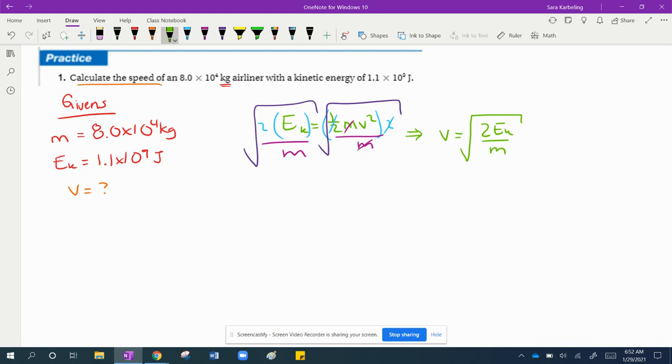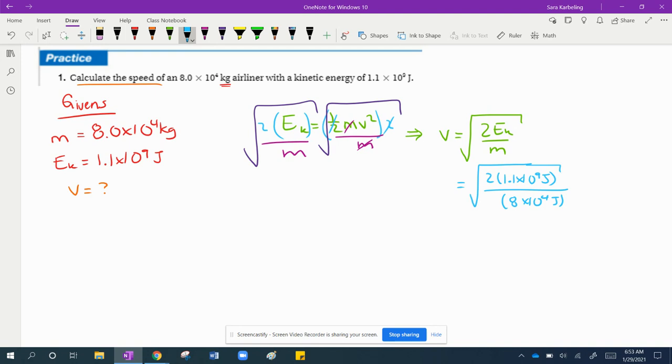All right, so now we can do our substitution. Go ahead and write that out. So that's going to be the square root of 2 times, now these numbers look big, they are big, but we don't need to be scared of them, okay? So it's 1.1 times 10 to the 9th joules divided by 8 times 10 to the 4th kilograms.